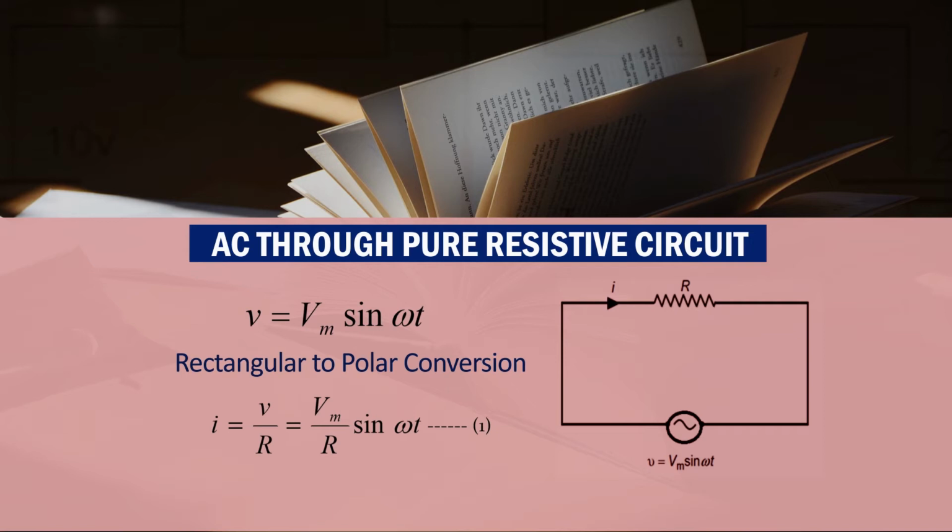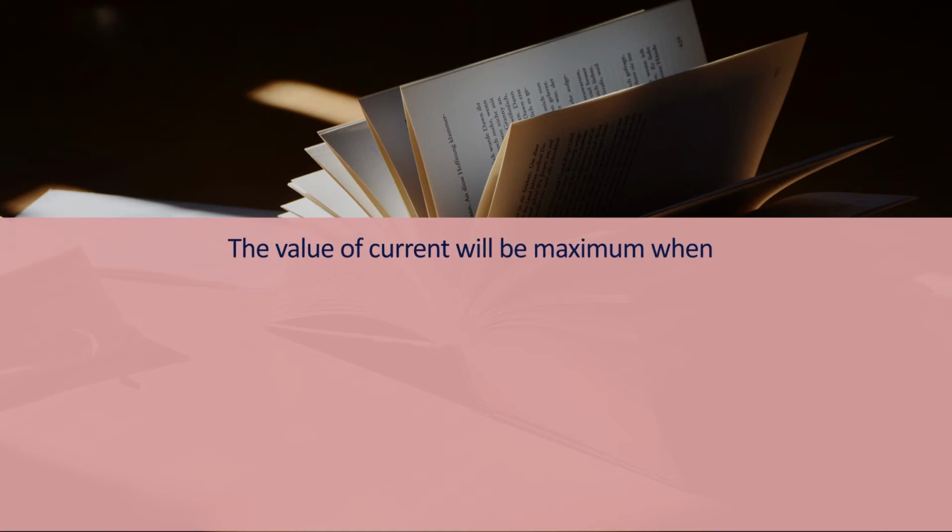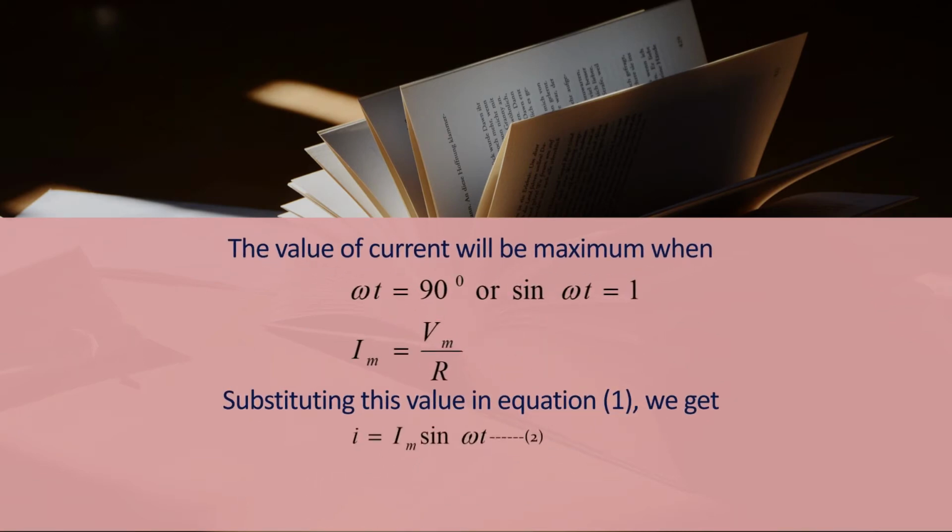So what will be the value of the resultant current? The resultant current is equal to voltage divided by resistance. The voltage is Vm sin ωt, and the resistance is R. So I can be written as Vm sin ωt upon R. You can say this is equation number 1. Now the current will be maximum when ωt equals 90 degrees, so sin ωt is equal to 1 because sin 90 is 1. So the maximum current can be written as Im = Vm upon R.